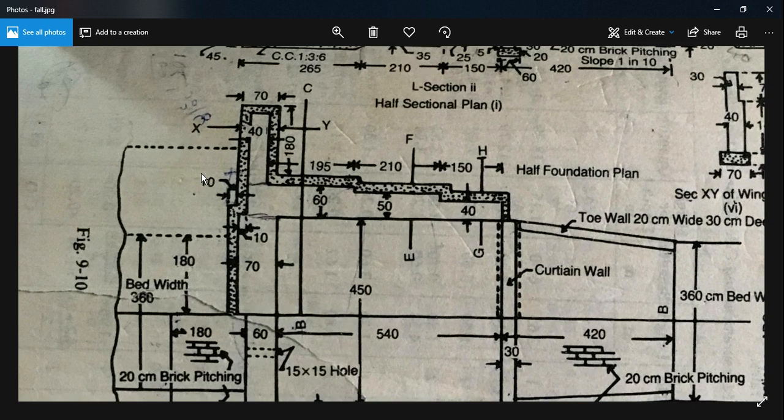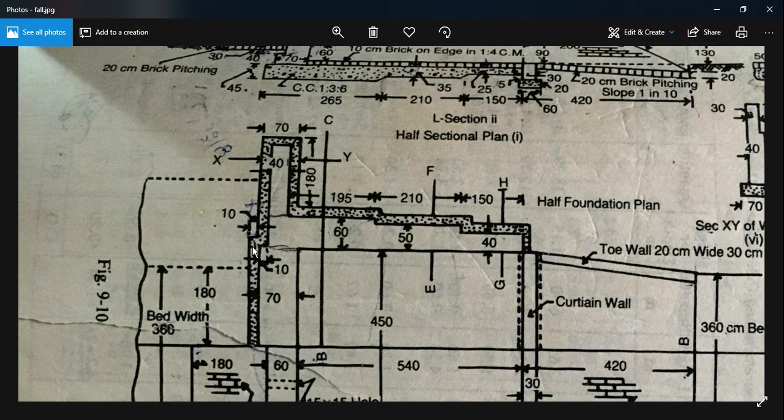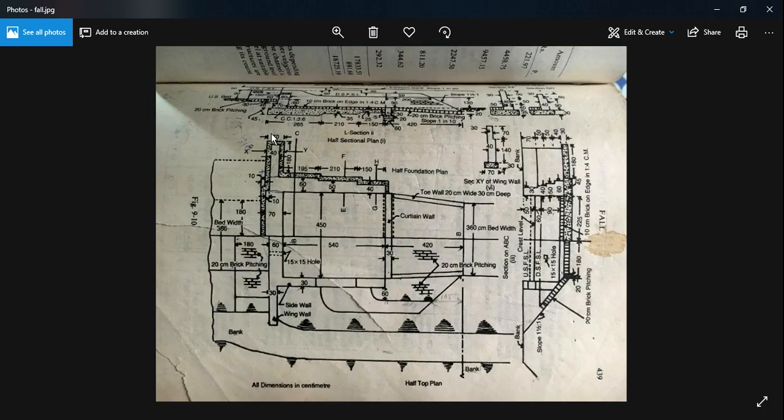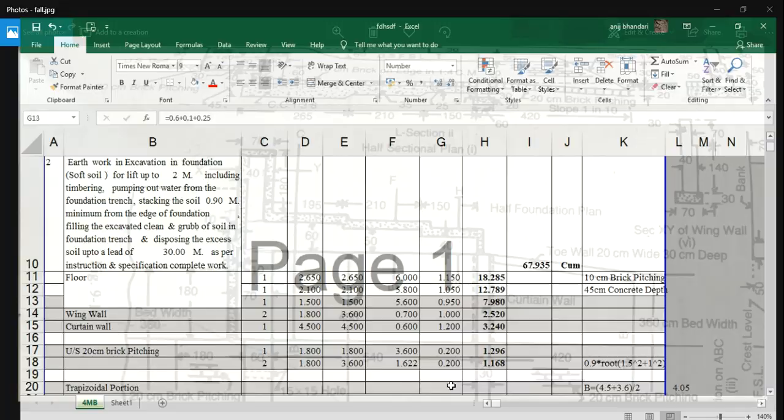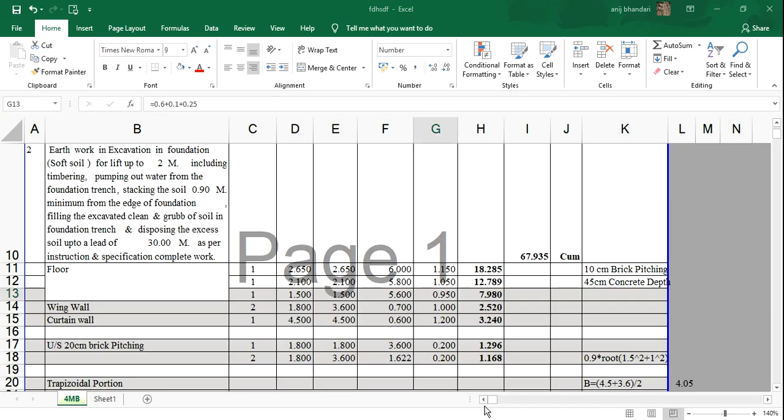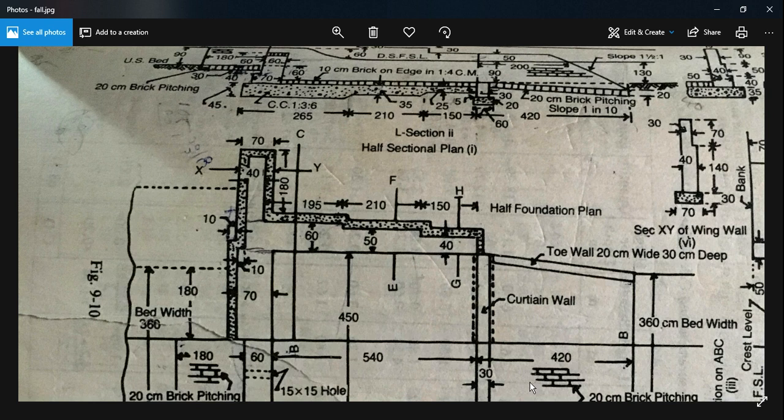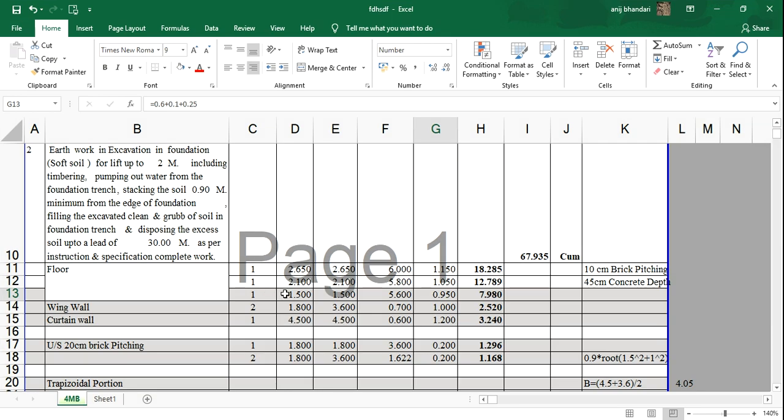The thing that needs to be noted is, we have calculated earthwork excavation for this portion also, which is 10 centimeter coping, which needs to be deducted at last. We'll do that later on. So now let's move on to wing wall. As we move on to wing wall, after completion of the floor, for wing wall, the length is clear, 1.8.